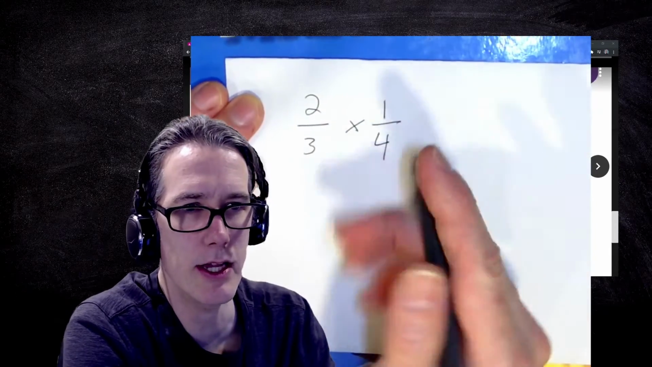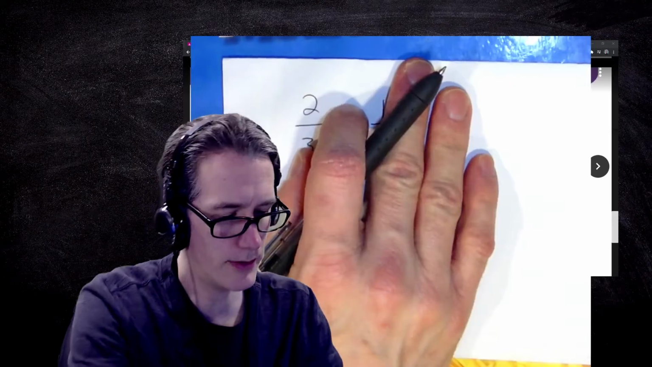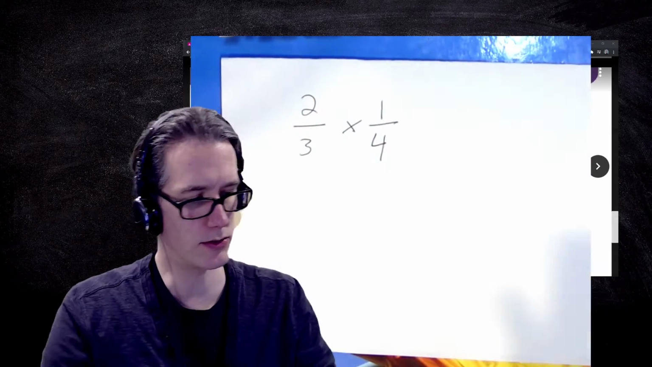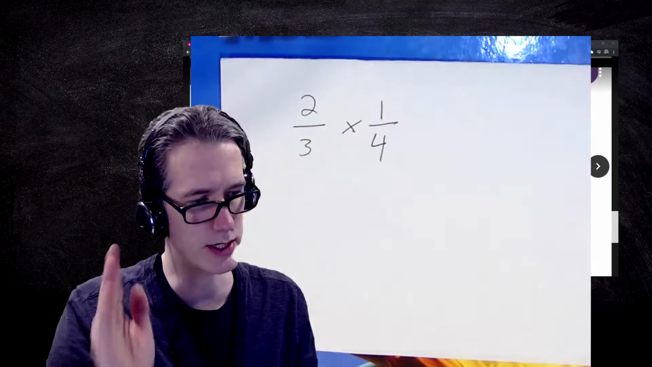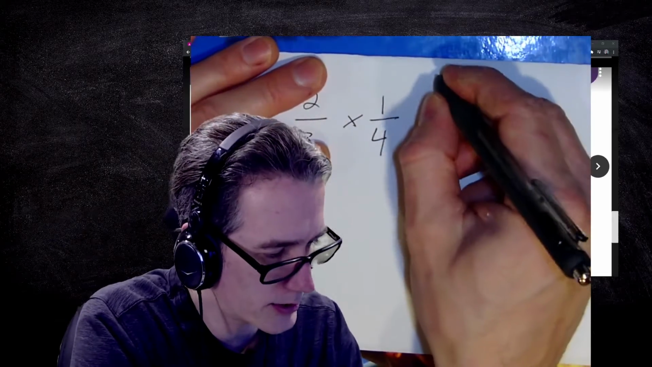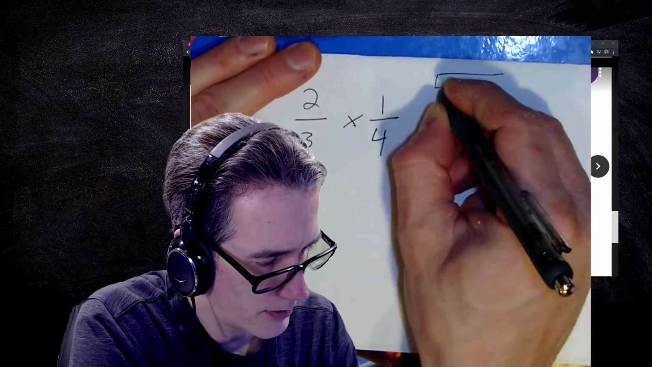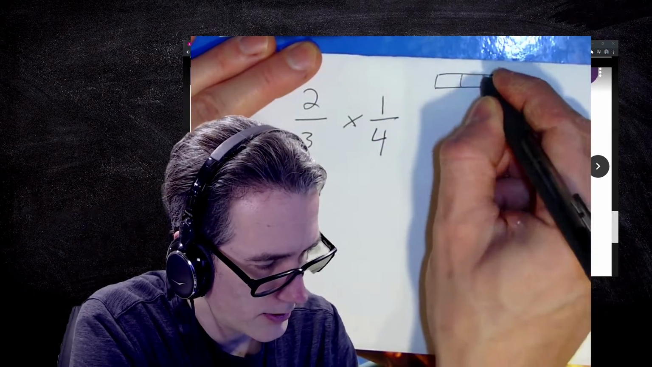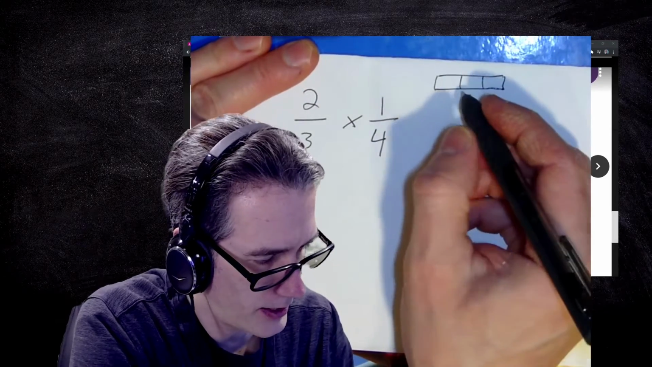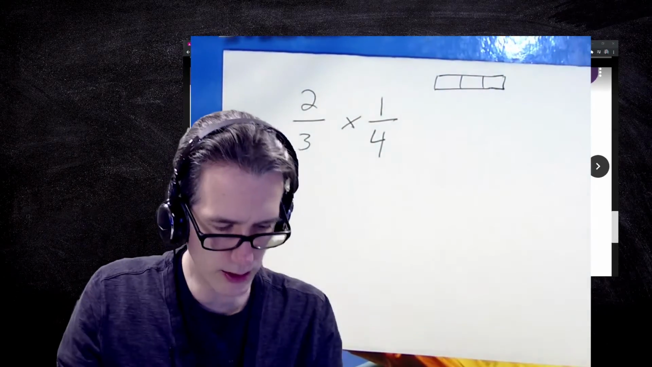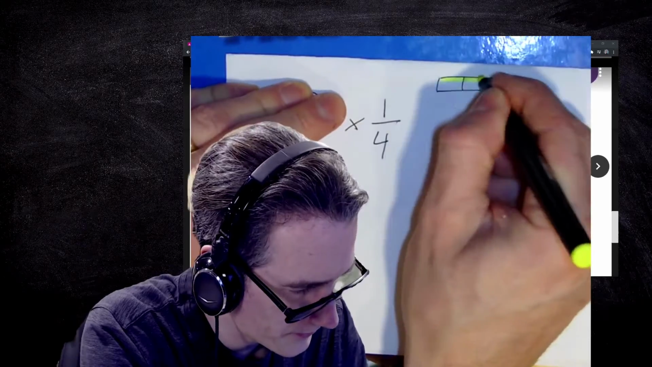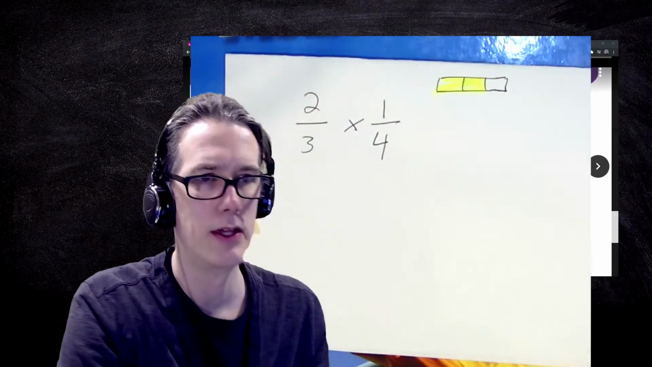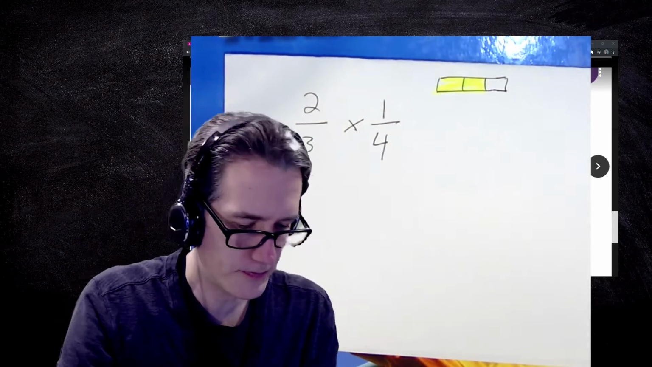Okay? So let's say I have to model this. Well, I could do fraction strips and do 2/3 and then slice it into quarters and take only one of those. That would look something like this. Whereas if I've got a fraction strip and I've got thirds, and then I've got two of them, so I'm just going to color it in two of them. All right? This is like the fraction strip method.